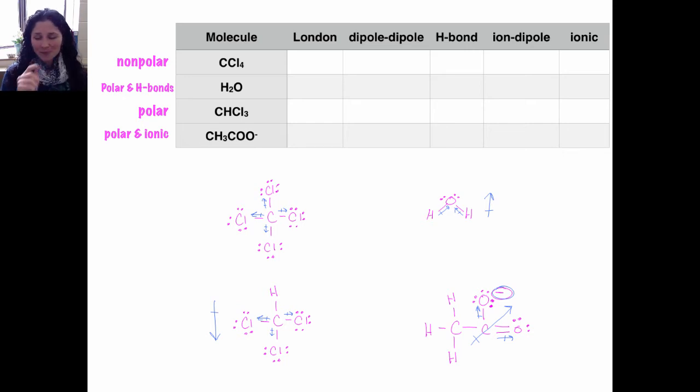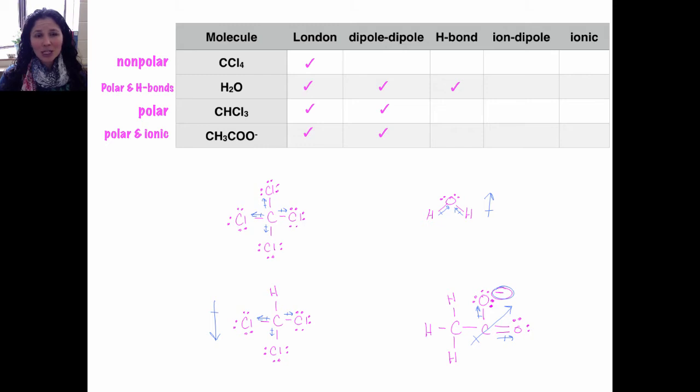Now let's fill in the table. London forces are present in everything, so I'll check off that box for every one of the molecules. The dipole-dipole interactions are in molecules that are polar, but not part of molecules that are nonpolar. So all polar molecules will have dipole-dipole interactions. The only molecule that has hydrogen bonding is water, because it is the only molecule that possesses both lone pairs and partially positive hydrogens. Ion-dipole interactions require an ion and a polar molecule.